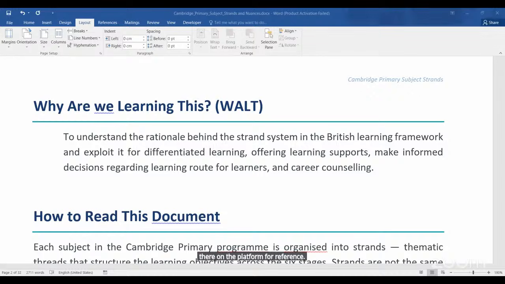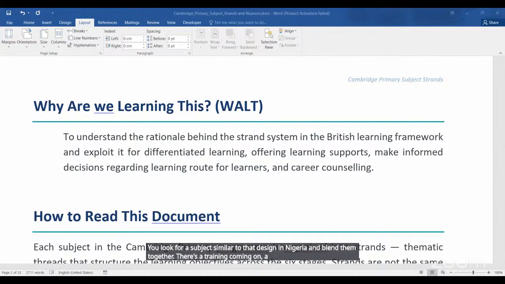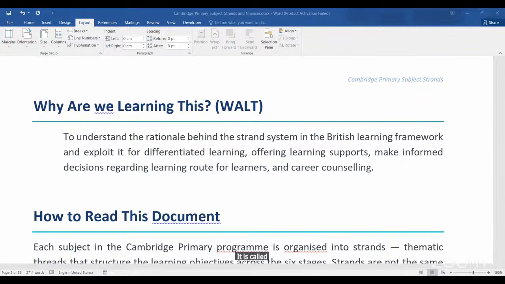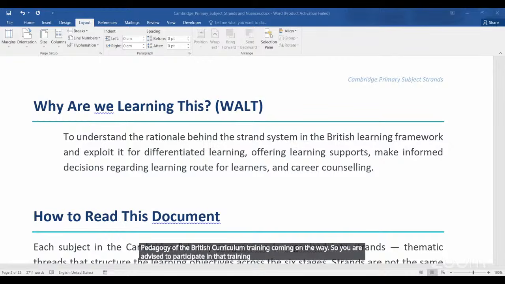Now, how do you teach them? To teach art and design, you look for a subject similar to art and design in Nigeria and blend them together. There's a training coming on the way. It is called Pedagogy of the British Curriculum. You are advised to participate in that training. It's an online training.